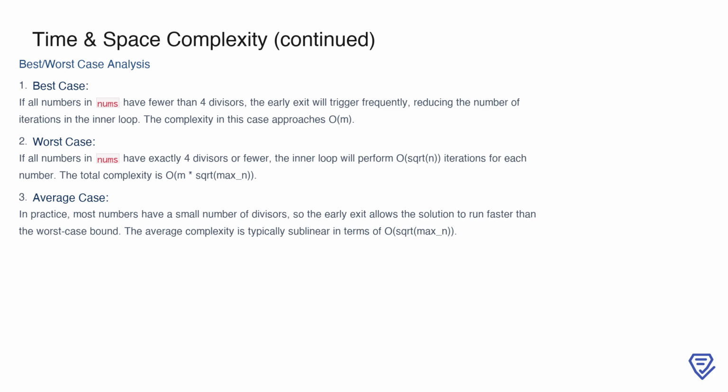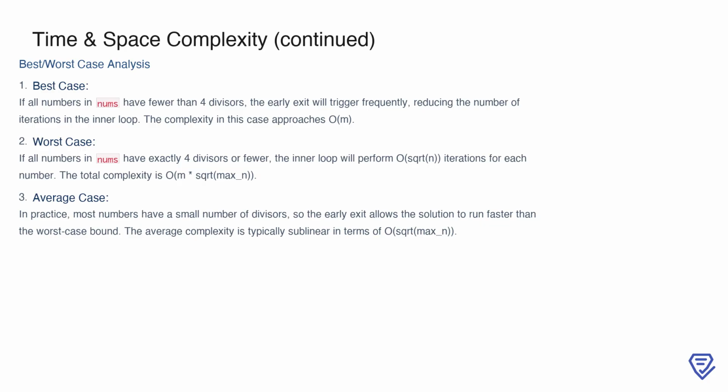This reduces the total complexity to approximately O(m), as the computation per number becomes minimal. In the worst case, however, if all numbers have exactly 4 divisors or fewer, the inner loop will perform O(sqrt n) iterations for each number. This results in a total time complexity of O(m * sqrt max_n).